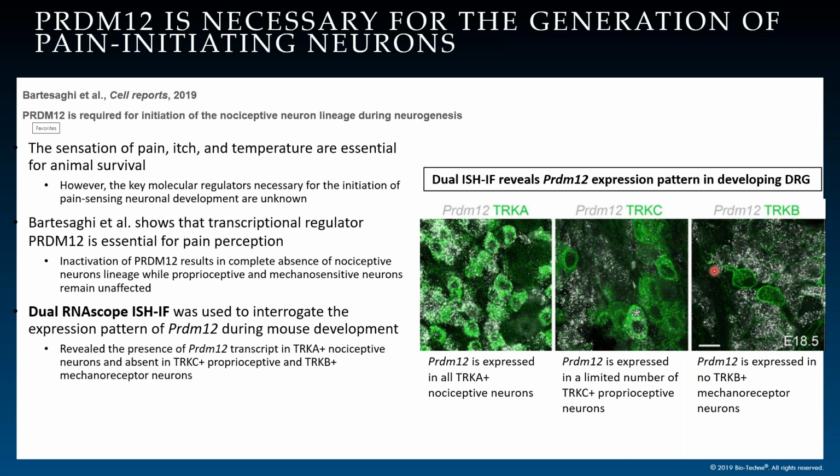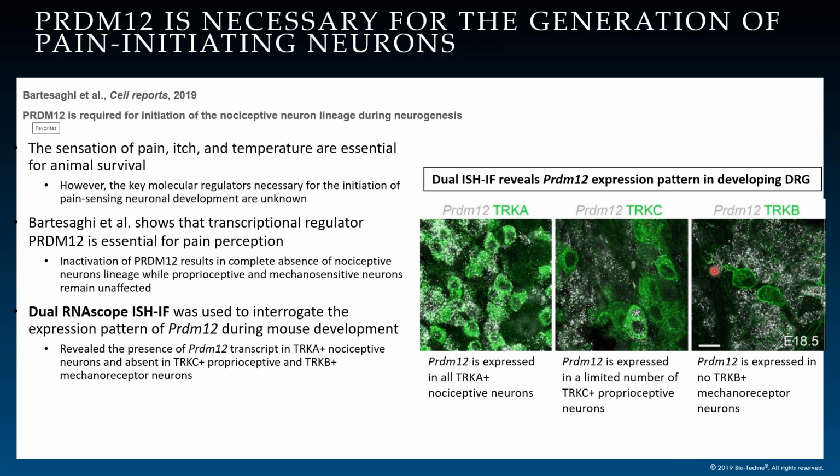In another example, this particular paper, published again in Cell Reports, was studying expression of PRDM12, which is an important target that regulates the development of nociceptive neurons. So again, an application of RNAscope in neurogenesis.